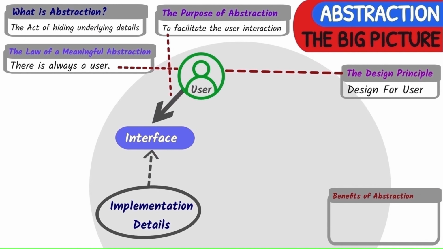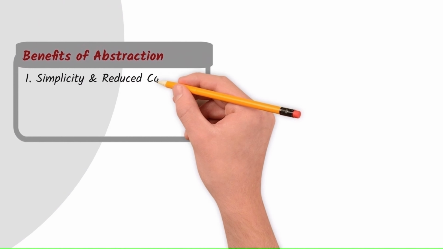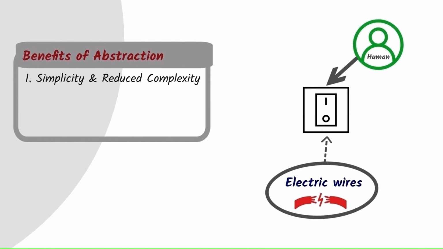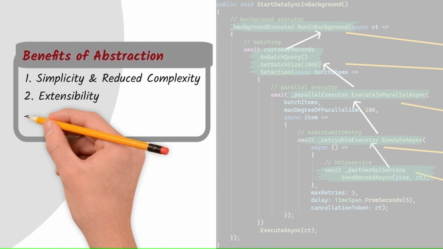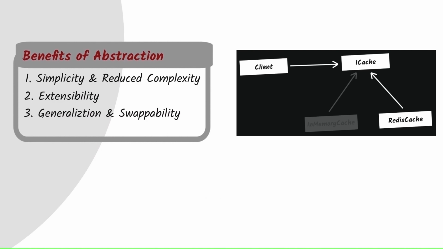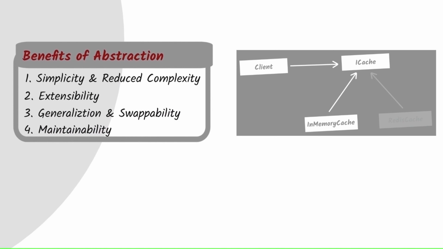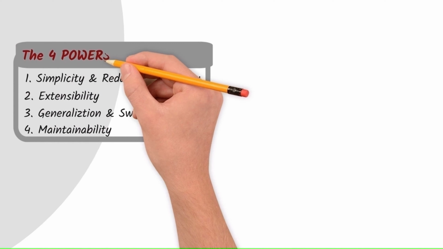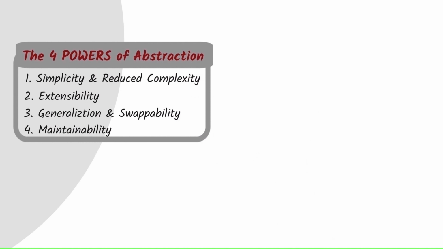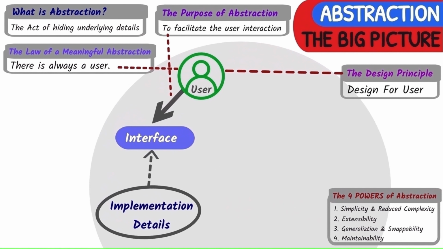Benefits of abstraction. The key benefits include simplicity and reduced complexity. Extensibility, which is the ability to build on top of things. Generalization, including swappability and maintainability. Each one of them is extremely powerful, which ultimately takes your programming and problem solving to another level. I like to call them the 4 powers of abstraction. These are the benefits that make abstraction arguably the most powerful programming concept. We will explore these powers in detail along with tons of practical coding examples in the upcoming videos.